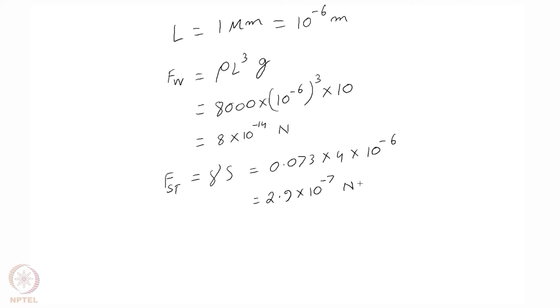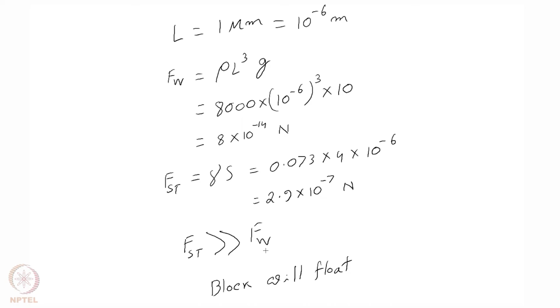Now if we compare the surface tension force with the gravitational force, or with the weight, then it is almost 10 to the power 6 or 7 times higher than the weight, right? So if surface tension is much higher than the weight, the block will float. Why will it float? Because now the upward force is much higher than the downward force.